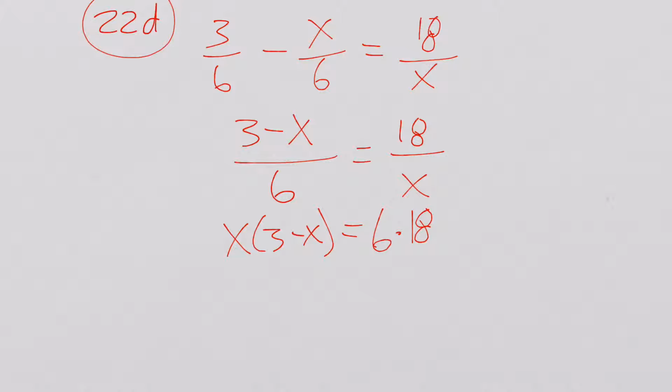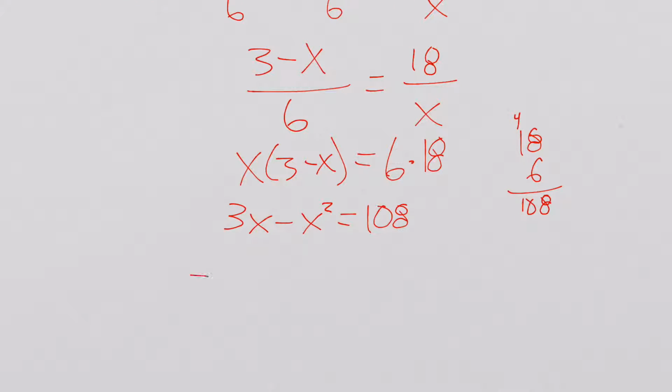And so I get 3x minus x squared equals 6 times 18, which is a number that I, once again, don't know. 6 times 8 is 48, and 6 times 1 is 6, plus 4 is 10, so we get 108 there. So I get this mess. So I get negative x squared plus 3x minus 108 equals 0.